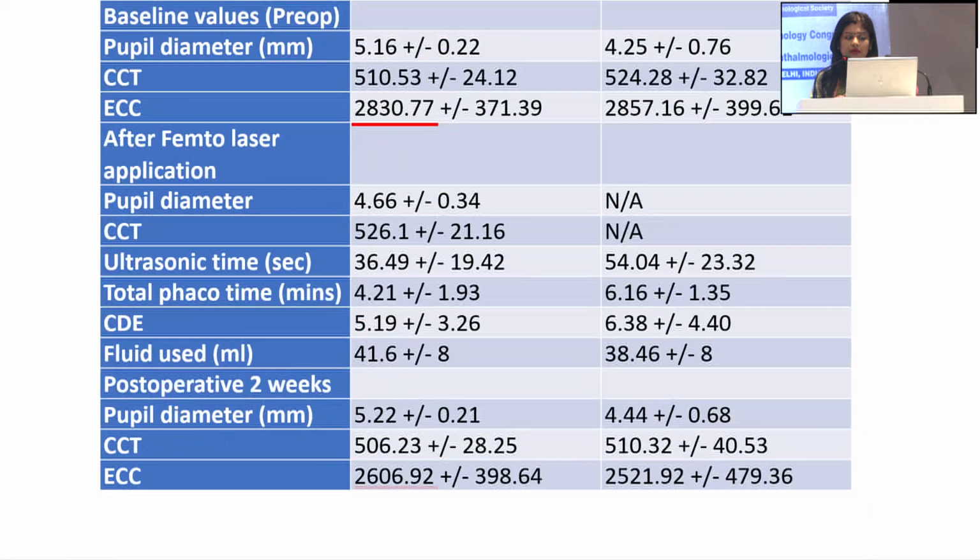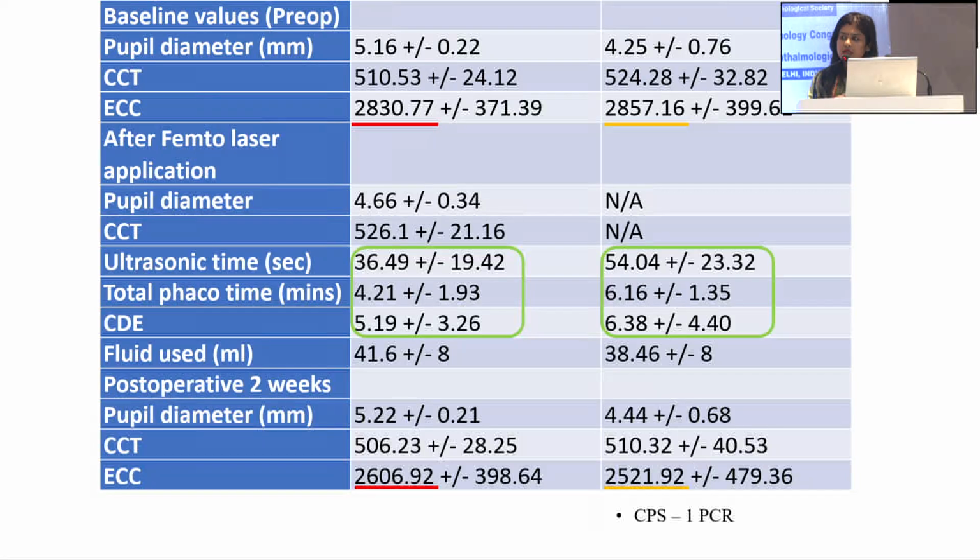And what we found here is that the change in endothelial cell count correlates quite well with the ultrasonic time, the total phaco time and cumulative dissipated energy, which are quite higher in conventional phaco as compared to FLACS. Also, there was a case of posterior capsular rupture in the conventional group.